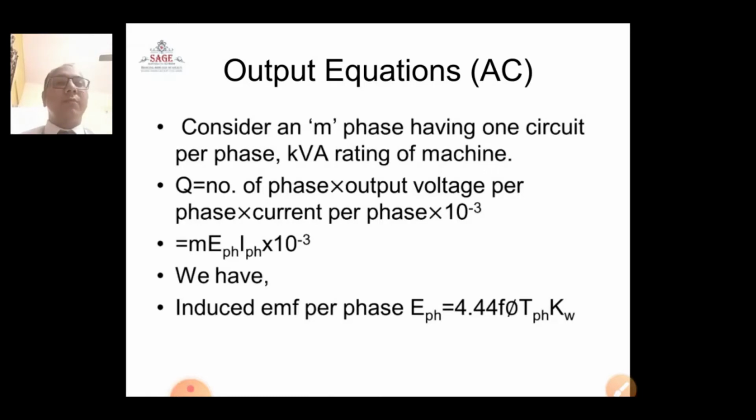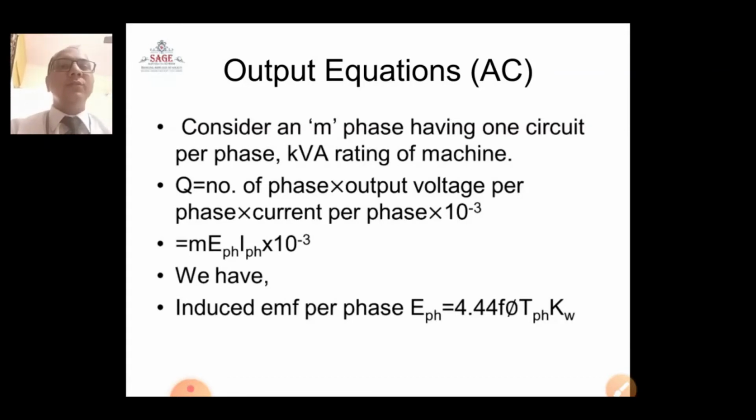So irrespective of the number of phases, if we know the total number of phases, let us denote that by m, small m. And if you know the total rating of the machine in kVA equal to number of phase multiplied by output voltage per phase multiplied by current per phase into 10 raised to minus 3. So for kilo it is 10 raised to minus 3, and VA is for voltage and current. So the total power becomes m into Eph into Iph into 10 raised to minus 3.